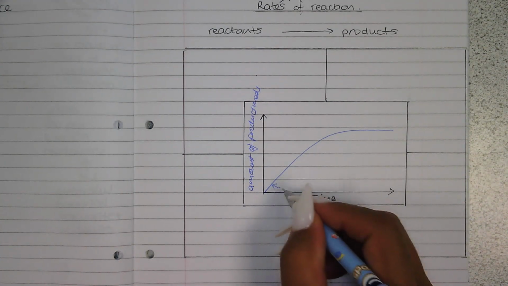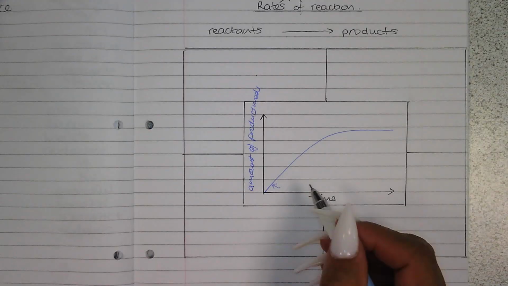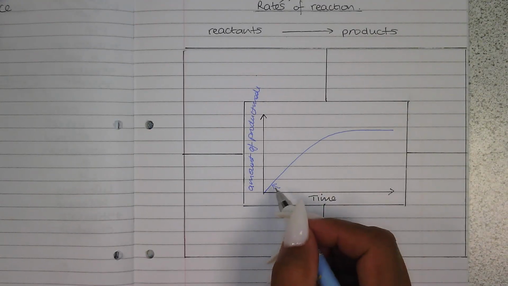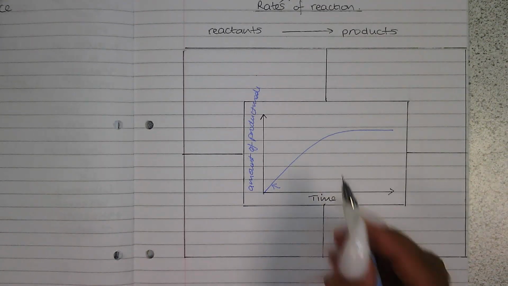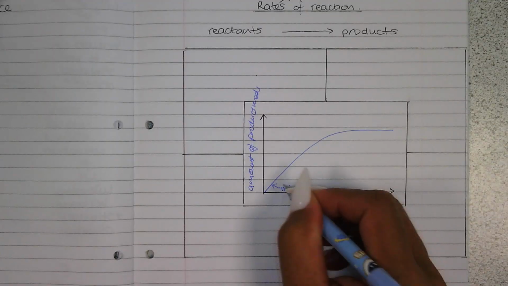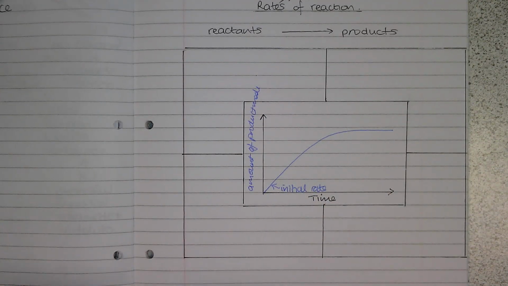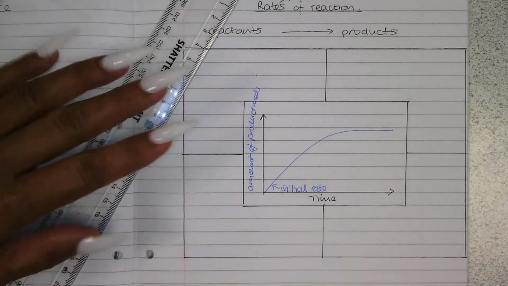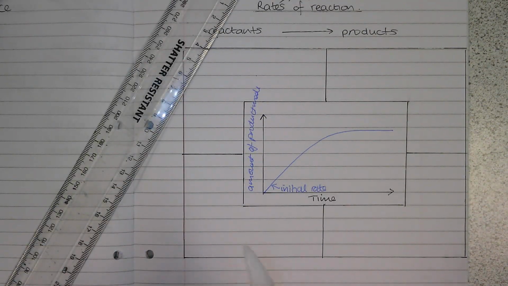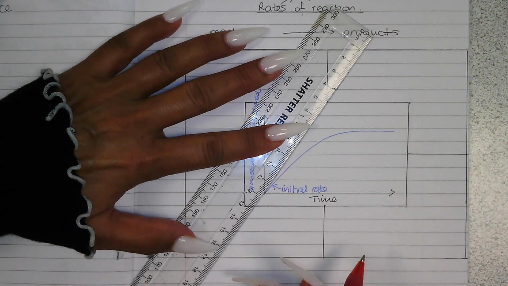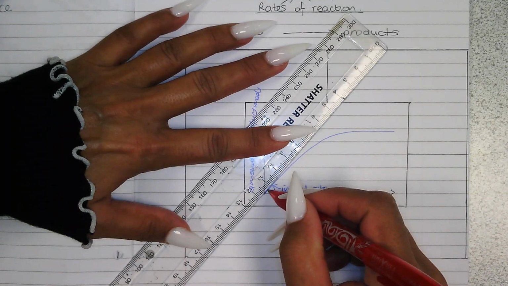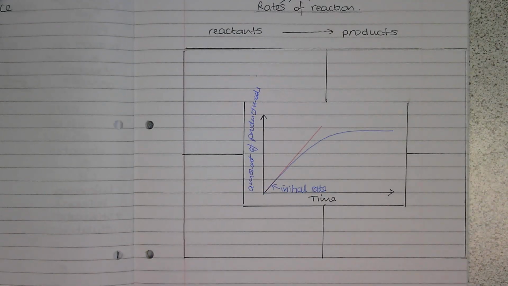This initial part of the graph tells us how quickly the rate is at the beginning, and sometimes we're asked to find the initial rate of reaction. To find that initial rate of reaction, we would work out the gradient of the initial line like that. So initial rate of reaction is the initial steepness.